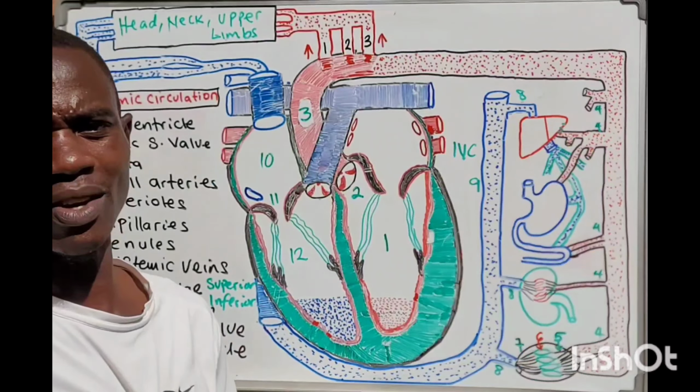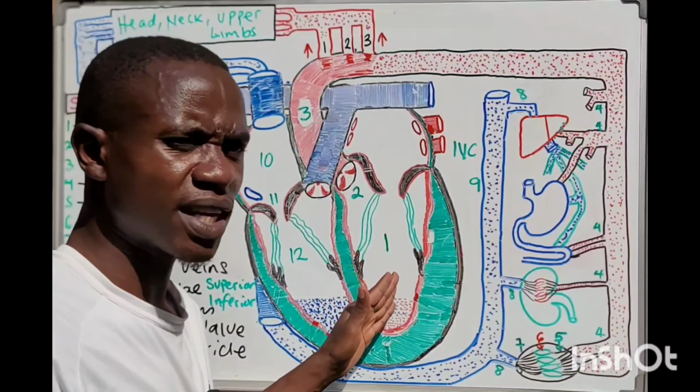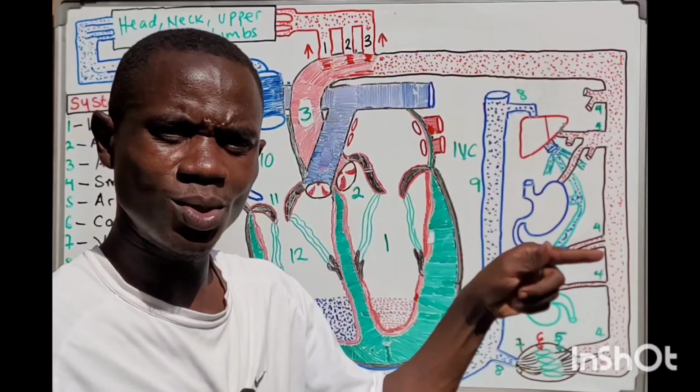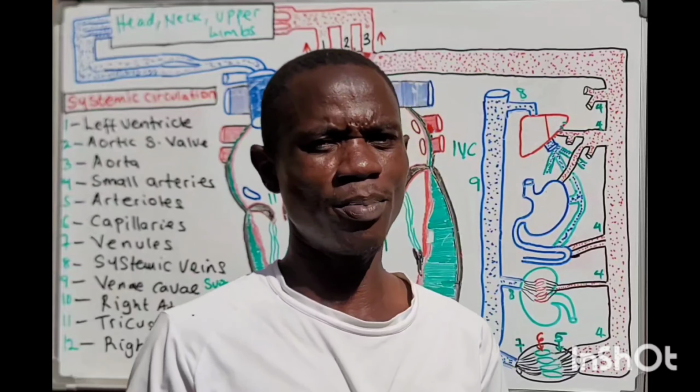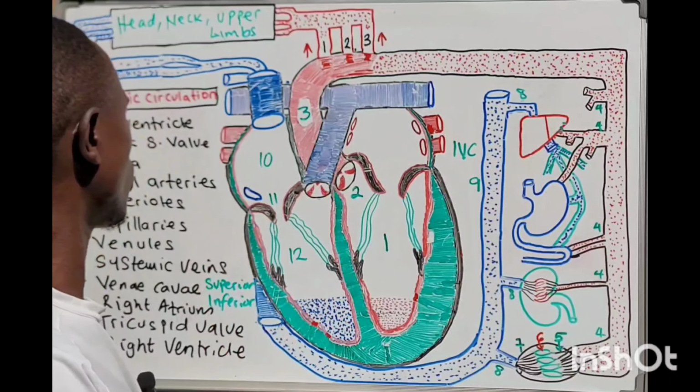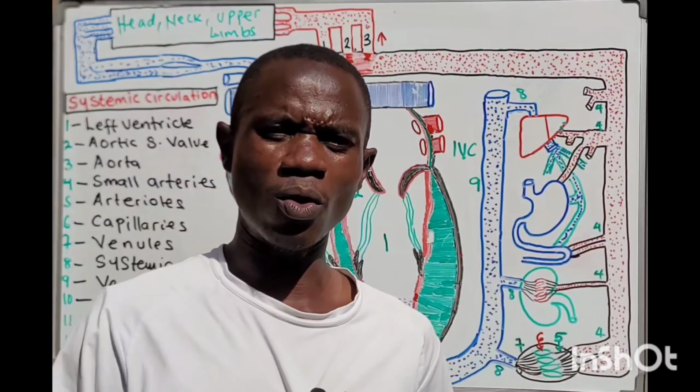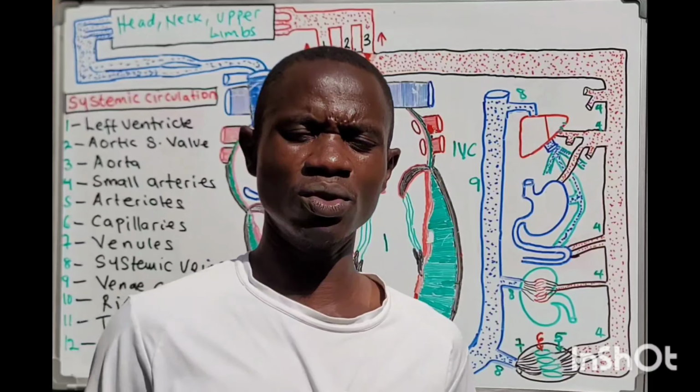Because with systemic circulation, we are moving the blood from the left side of the heart into the entire body tissues, and we bring it back into the right side of the heart. It is such a beautiful thing. So that briefly covers systemic circulation. So now, what are the functions of systemic circulation?